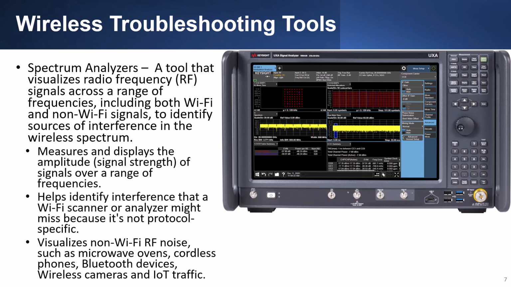Spectrum analyzers are a tool that visualizes radio frequency signals across a range of frequencies, including both Wi-Fi and non-Wi-Fi signals, to identify sources of interference in the wireless spectrum. It measures and displays the amplitude or signal strength of signals over a range of frequencies. It helps identify interference that a Wi-Fi scanner or an analyzer might miss because it's not protocol specific. It visualizes non-Wi-Fi radio frequency noise such as microwave ovens, cordless phones, Bluetooth devices, wireless cameras, and IoT traffic.